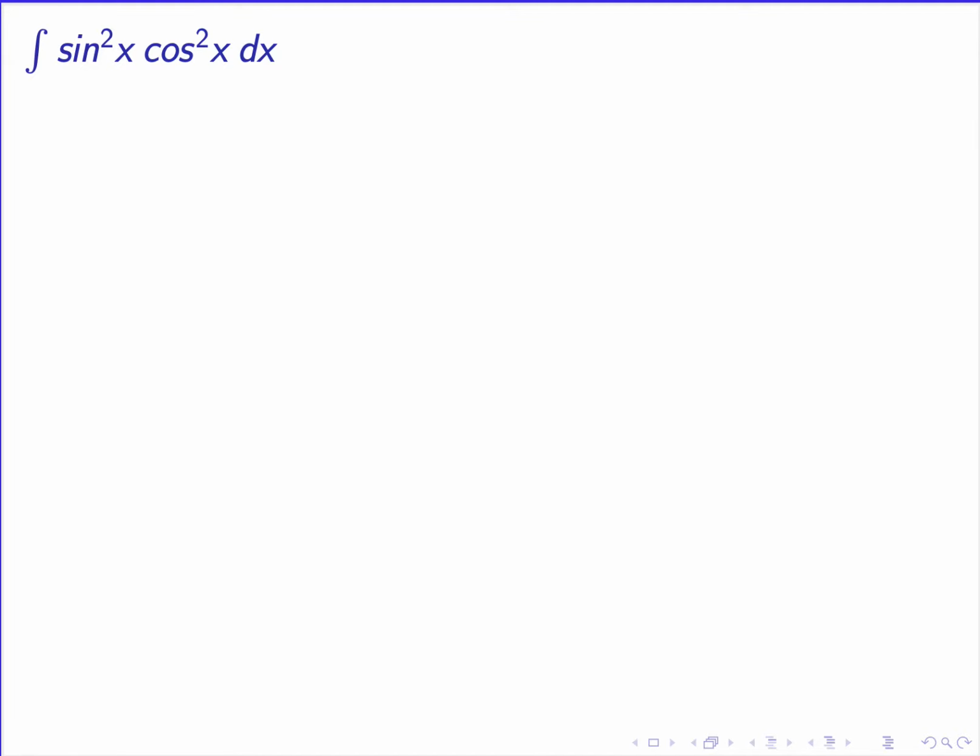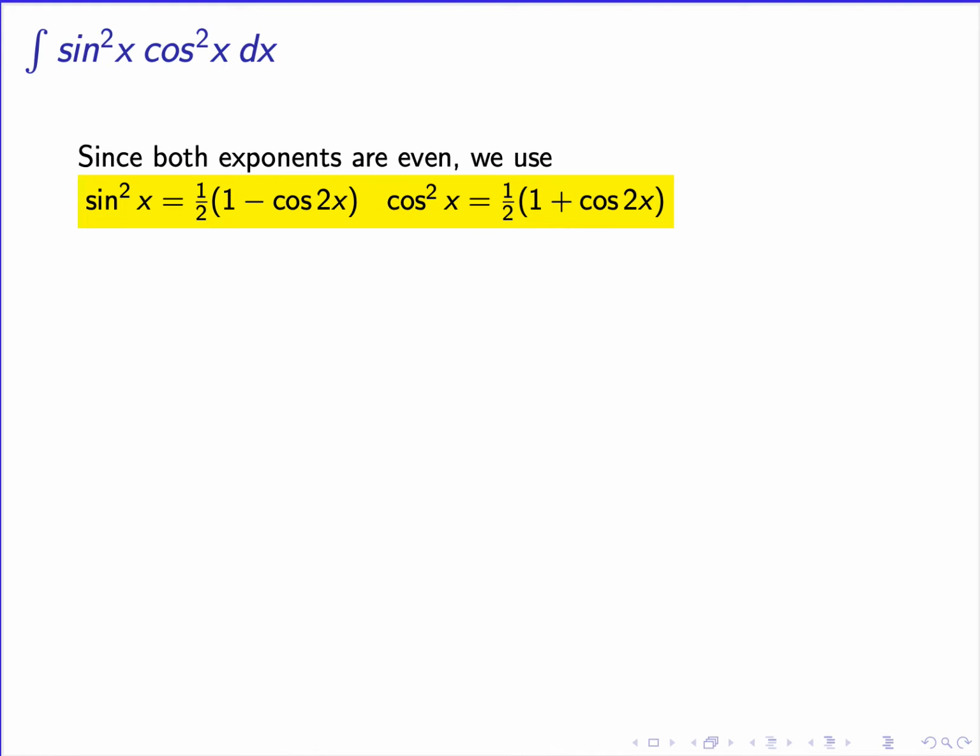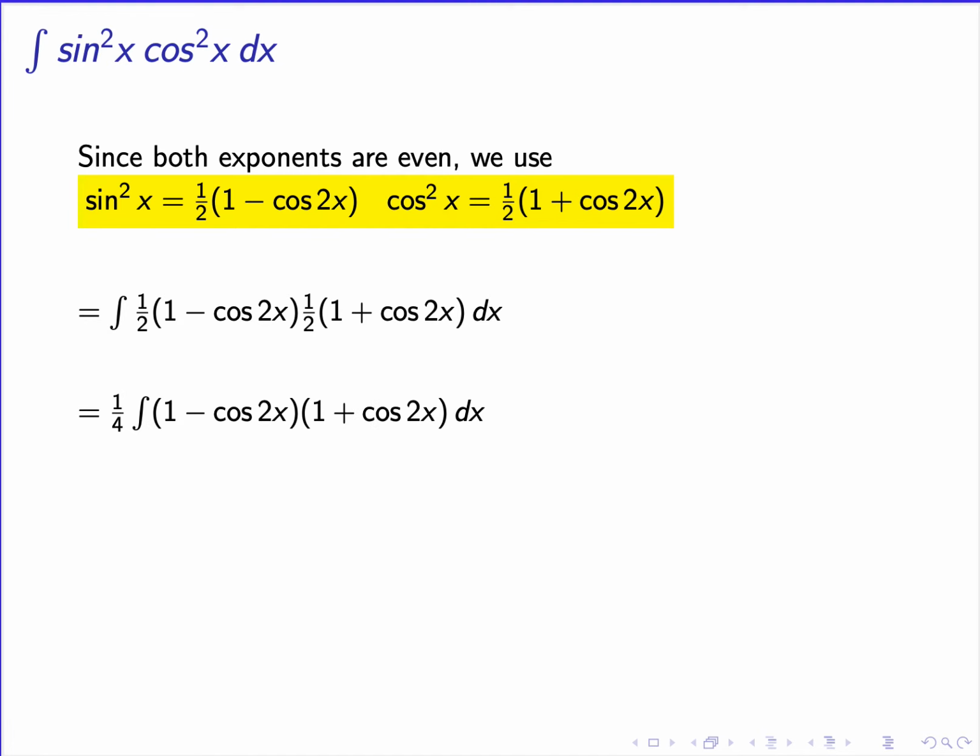Okay, let's look at this example. Sine squared times cosine squared. In this case, we have to replace both of these using the double angle formulas. So that gives us this. So we'll bring the two halves out front and multiply them together to get 1/4. Then we have to multiply these two things together. Foiling it out gives us this.